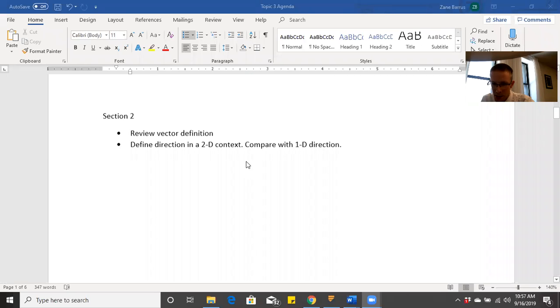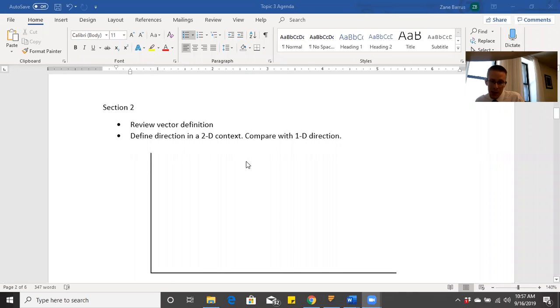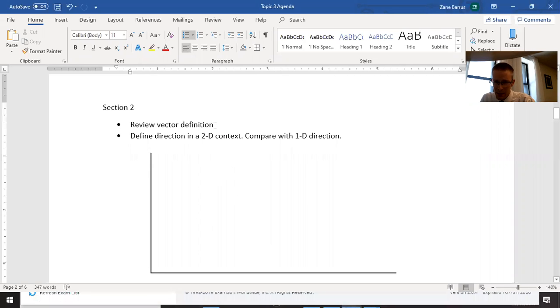Okay, so the next section of topic 3 kind of reviews the definition of a vector. Remember from the notes that we took this past week in topic 2 that a vector is basically, let me just type this into our document. A vector is any measurement that has direction and magnitude. Okay, so those are the two things that go into vectors, direction and magnitude.